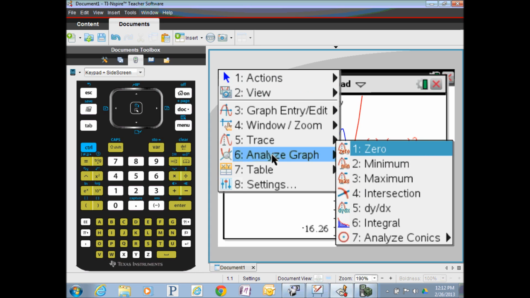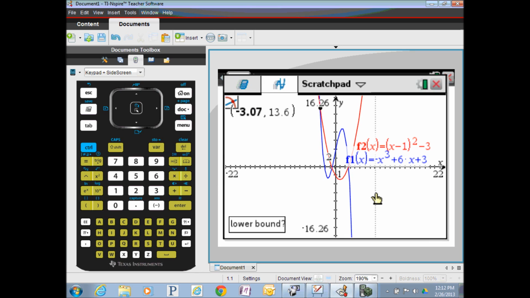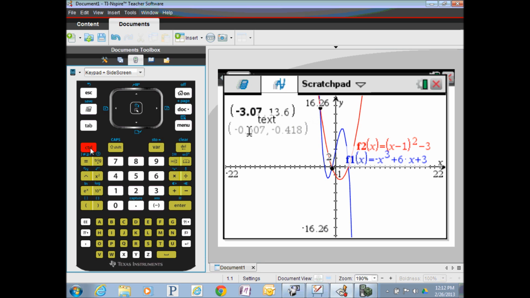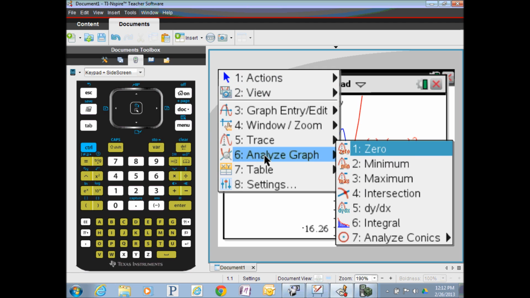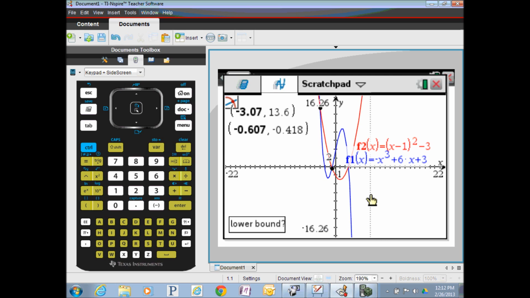So let's go find B, the second intersection point. Let's start with a left bound there, and a right bound there. Again, here's my intersection point. I've found it, and now let's do the same thing: take that x value and store it. Since it's the second intersection point, I'm going to call it B, so it's easier for me to keep track. And notice the bold, which means it's now stored. And then last but not least, let's find the third one. So analyze graph, intersection point. There's the safe left bound. There's a safe right bound.